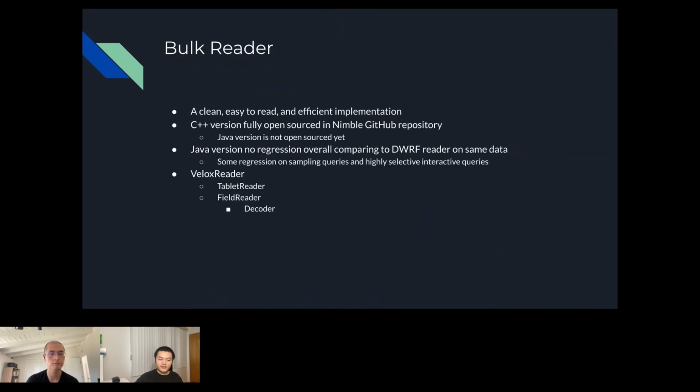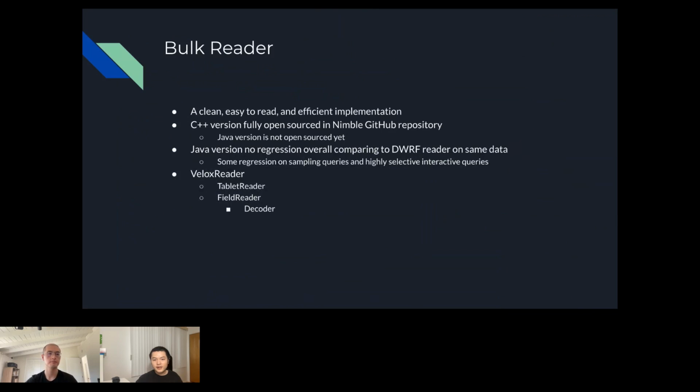So how efficient is it? When we compare it with the Dwarf version, with no selection, a low filtering rate means that a lot of things are selected and nothing is filtered out. This is already beating the Dwarf reader. The C++ version is fully open sourced in the Nimble GitHub repository. We also have a Java reader, but open sourcing of that version is planned and not done yet. For the Java version, we already did the experiment during our migration of tables.